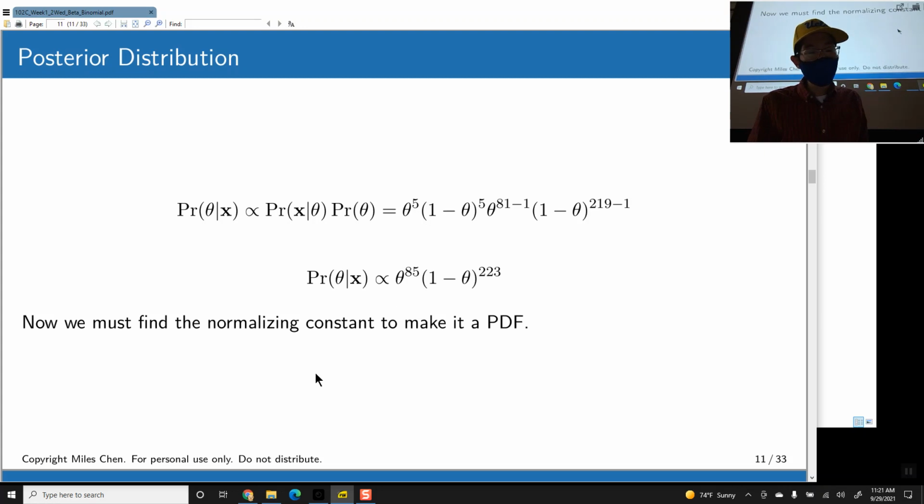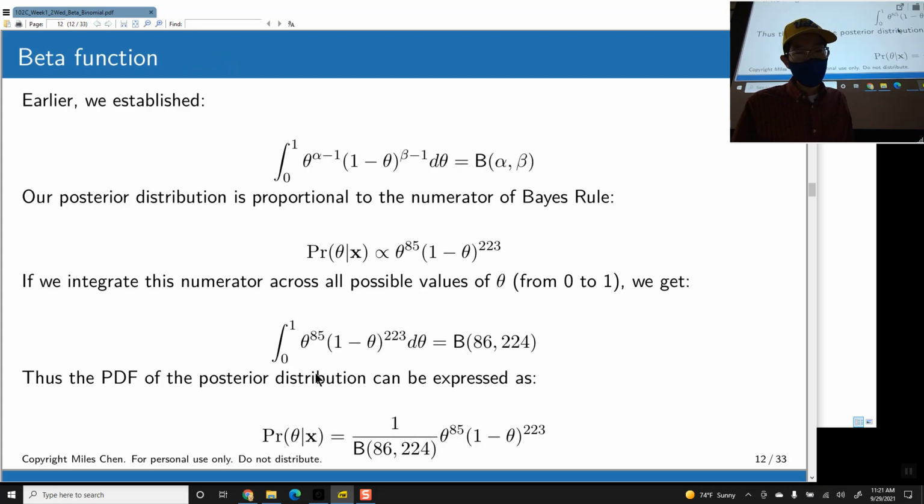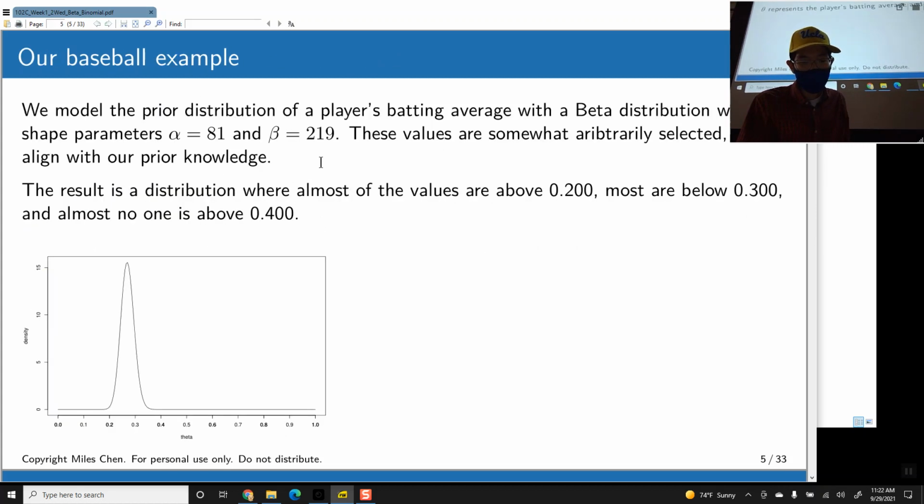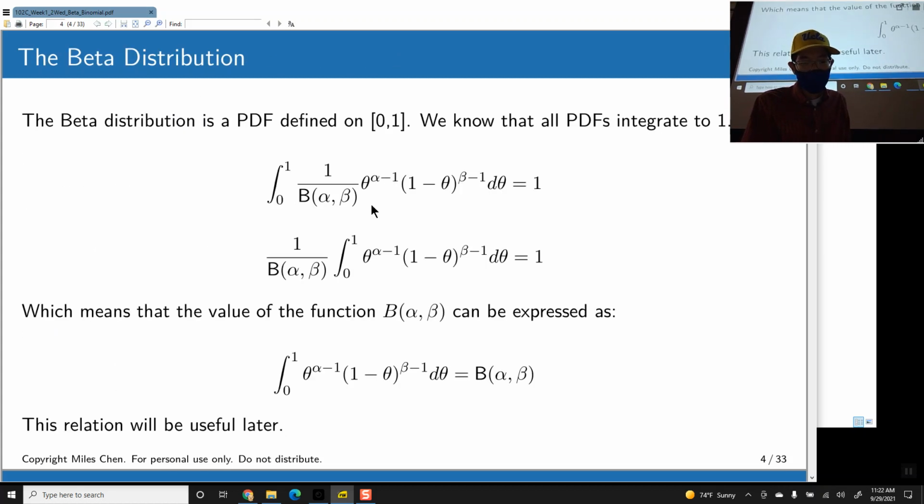So what's the normalizing constant here? Okay, well, to figure that out, let's look at this. Earlier we said, hey, from the beta distribution, back here we said this whole thing integrates to 1, therefore this part over here, theta to the alpha minus 1 times 1 minus theta to the beta minus 1, equals beta of alpha comma beta, right?